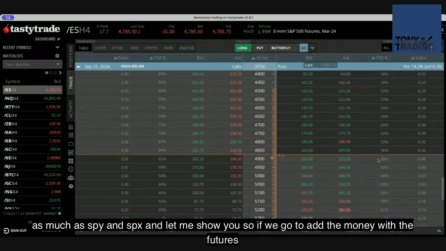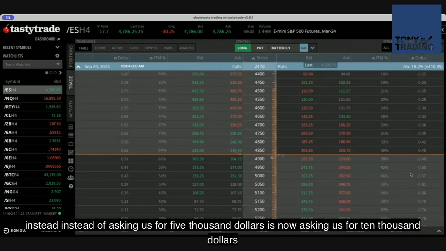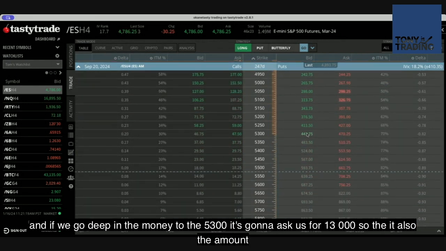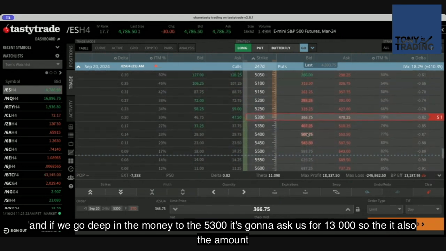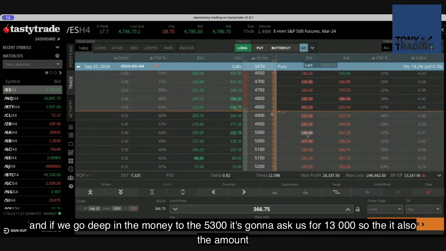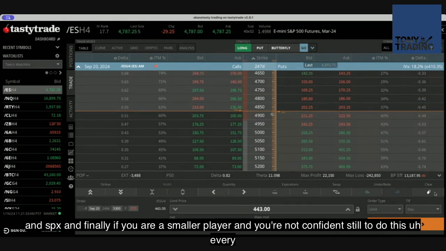So if we go to at the money with the futures, instead of asking us for $5,000, it's now asking us for $10,000. And if we go deep in the money to the 5,300, it's going to ask us for $13,000. So the capital required is still a lot more, but it doesn't go up as much as it does on SPY and SPX.